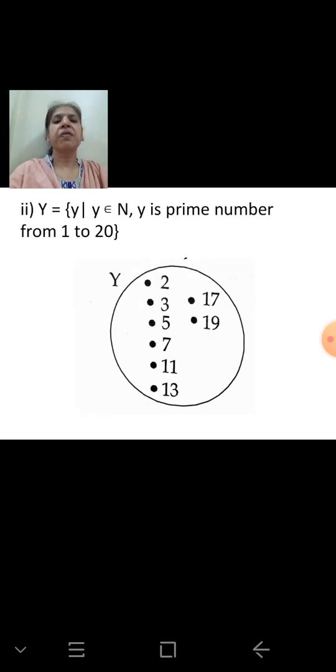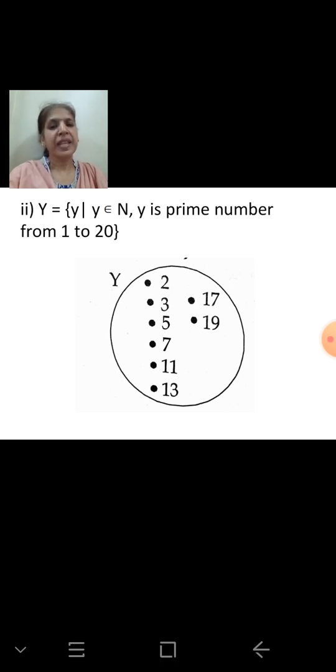Next, set Y is the set of all y, such that y is an element of N, that is, natural numbers, and y is a prime number from 1 to 20. Now we have to take prime numbers. So draw a closed figure and name the set Y. Now 1 is neither prime nor composite, so we will not take 1. 2 is prime, yes, so write 2 in it. And 2 is the only even prime number. 3 is a prime number. 4 no, we will not take it. 5. And as 2 is the only even prime number, no other even numbers.